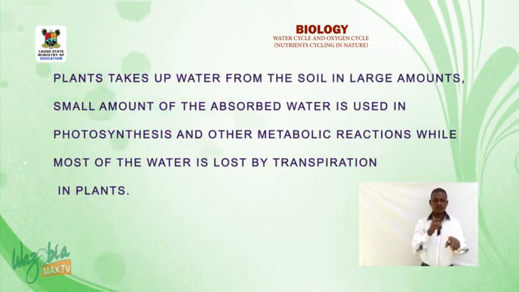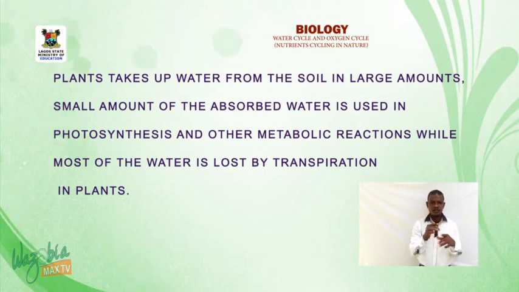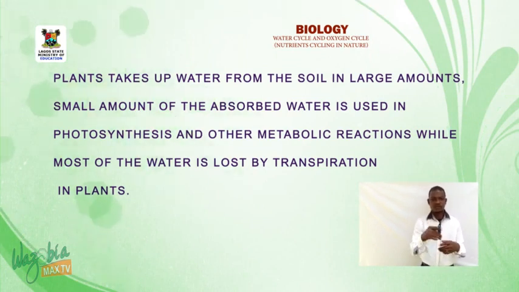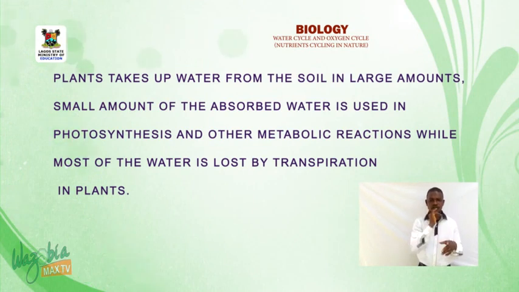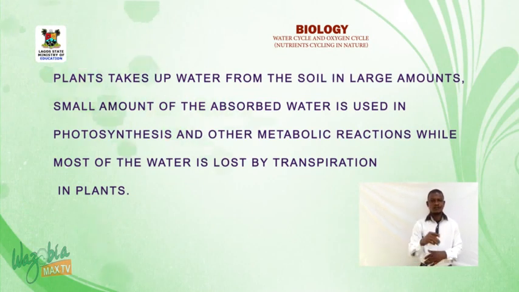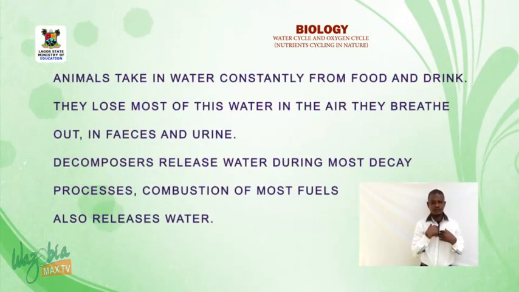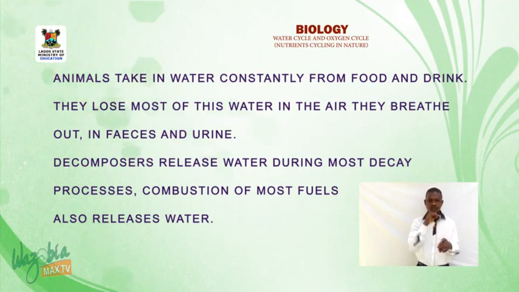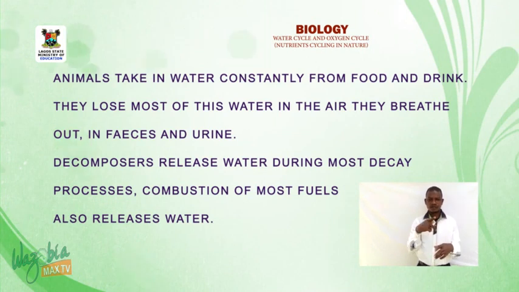Plants take up water from the soil in large amounts. Small amount of the absorbed water is used in photosynthesis and other metabolic reactions, while most of the water is lost by transpiration in plants. Animals take in water constantly from food and drink. They lose most of this water in the air they breathe out, in feces and urine.